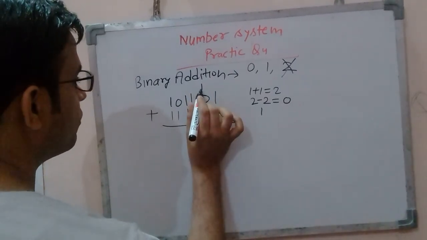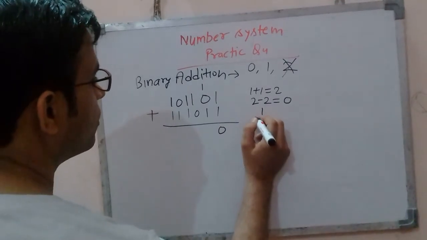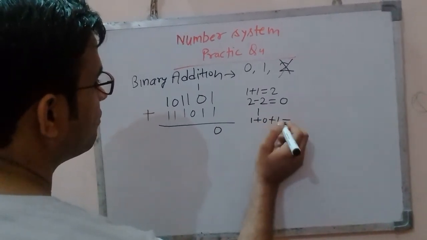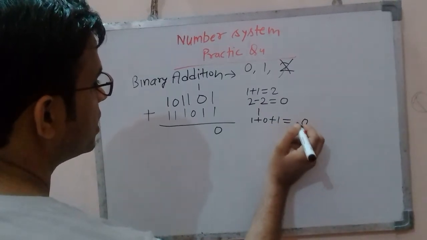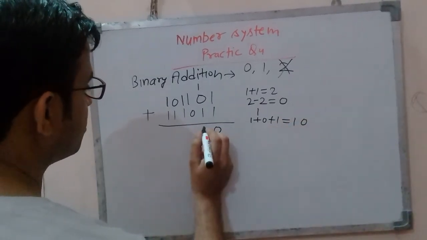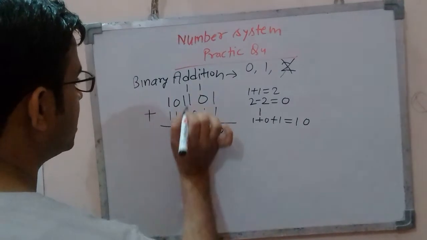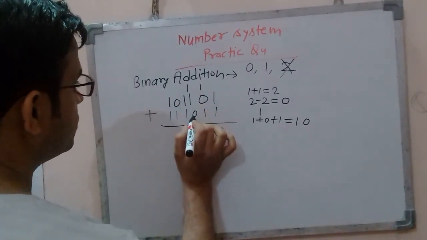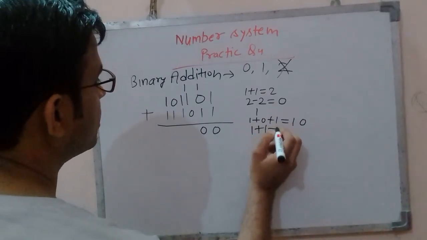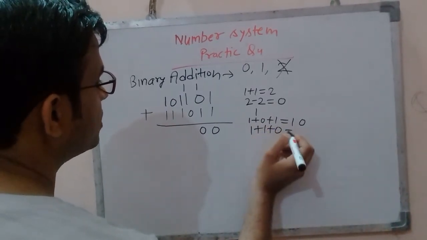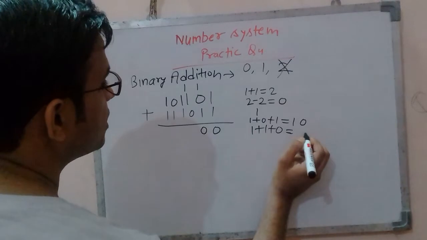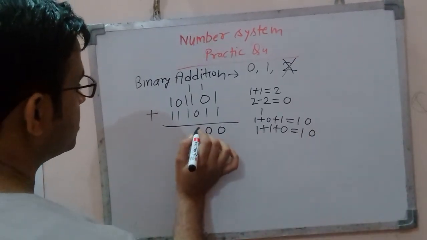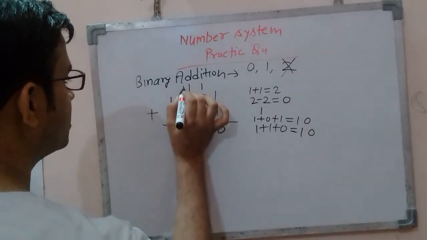Now again you add 1 plus 0 plus 1. Again 1 plus 1 summation is 0 and carry 1. So summation is 0 and 1 carry like this. Now add these three, 1 plus 1 plus 0, again 1 plus 1, you will get 0 sum and 1 carry, right? So 0 is the sum and 1 carry.